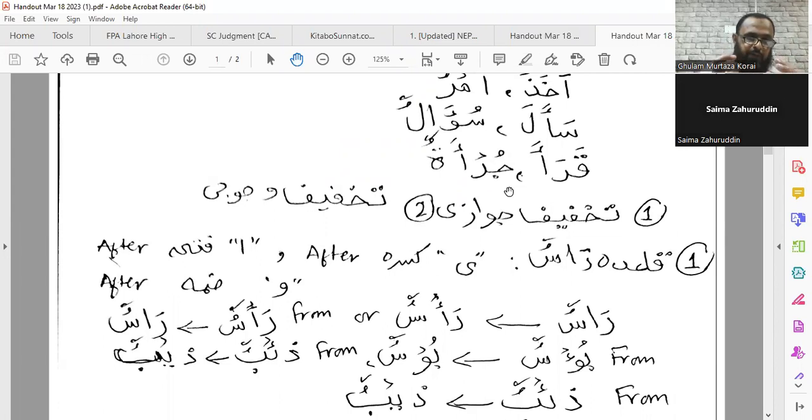And when we have written akhadha, sa'ala, qara'a, means all these qawaneen or qawaid, they are related to mahmoos. Okay.